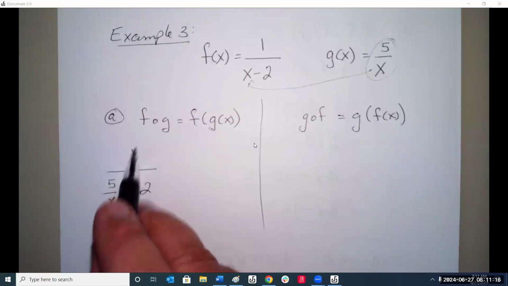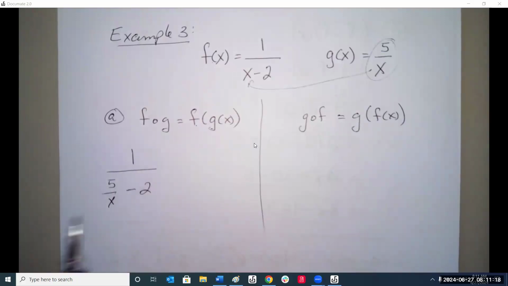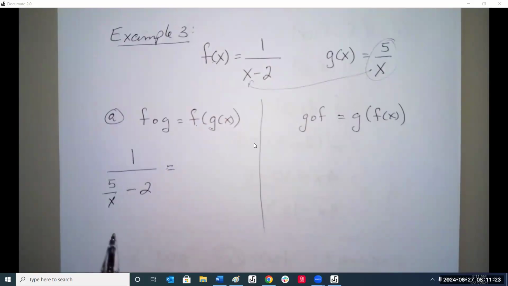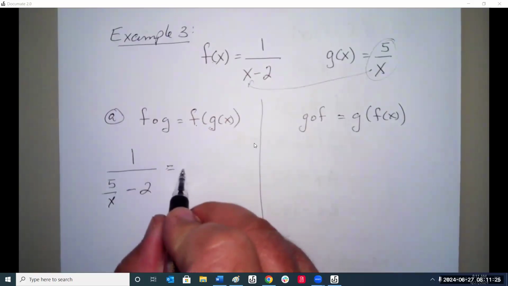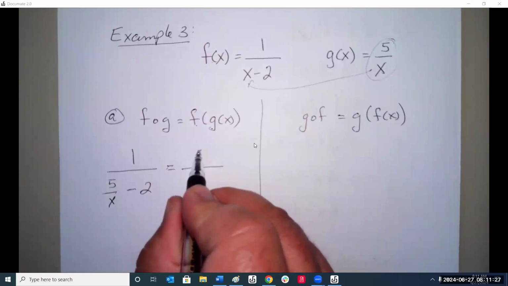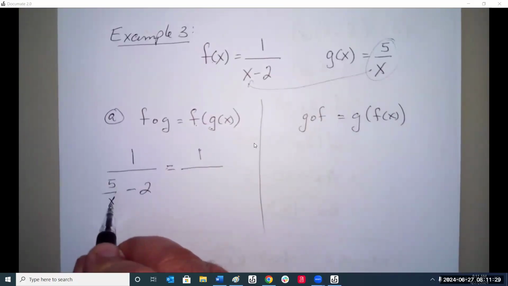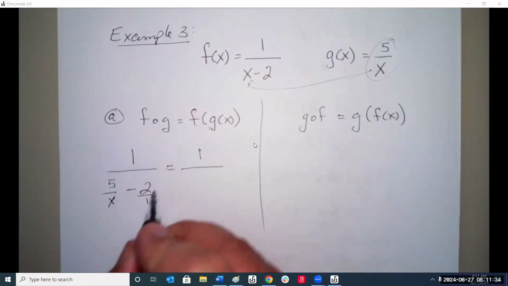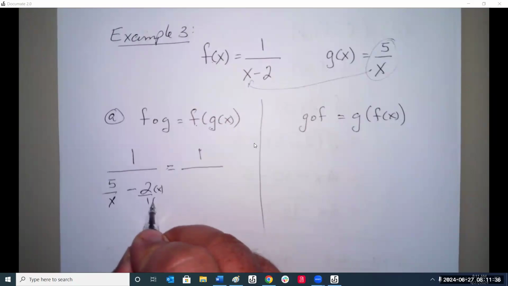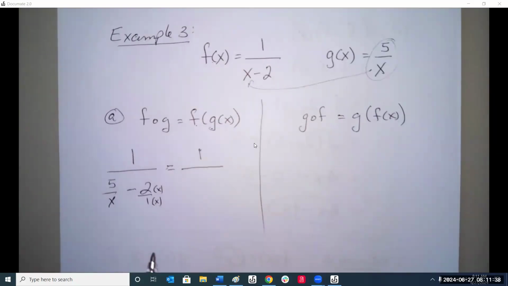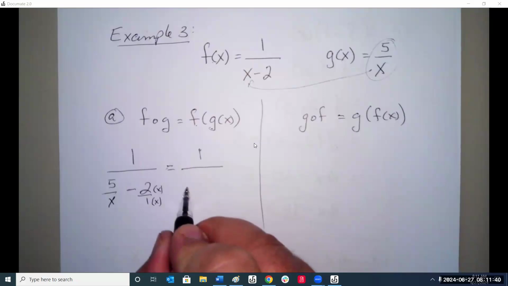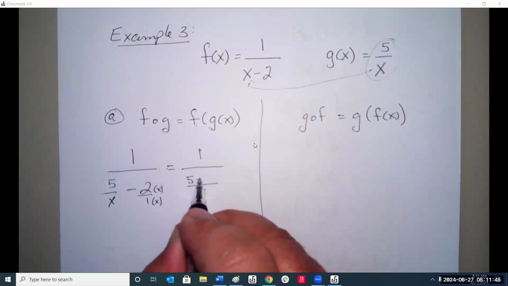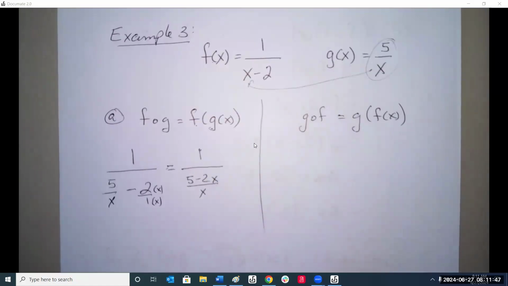But we're not done because it's a fraction and a bunch of other stuff. So we have to combine like terms. We have to have a common denominator. So we have a 1 here. This one is 5 over x. This one's 2 over 1. So you need the common denominator, which is x. So this one needs an x over x. Now we have a common denominator on the bottom. It's x. So it's 5 minus 2x.